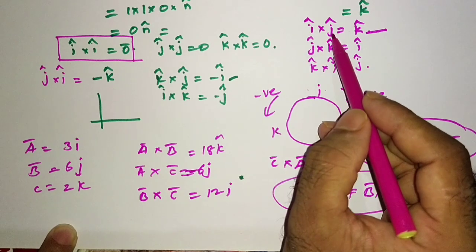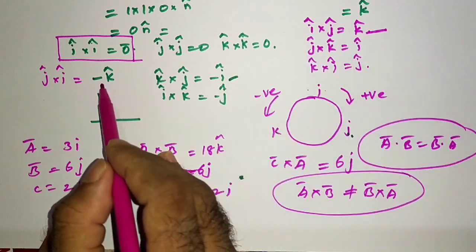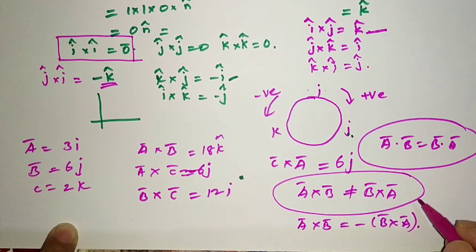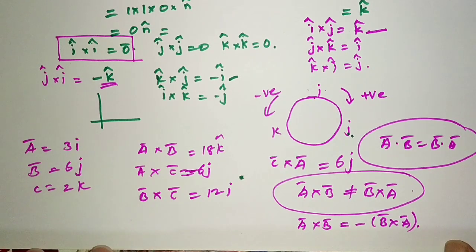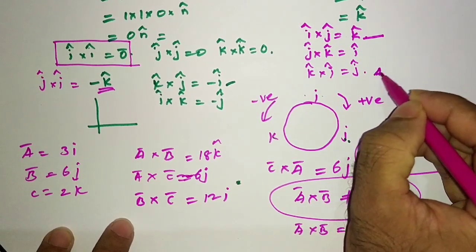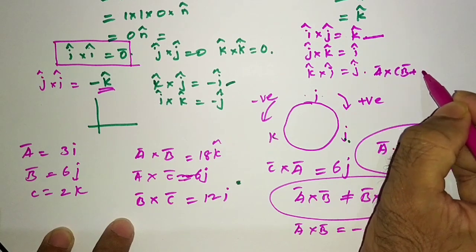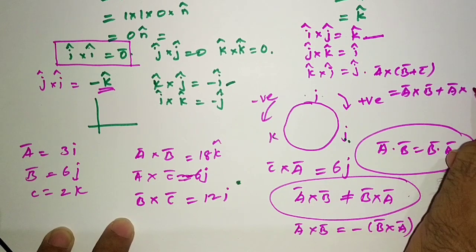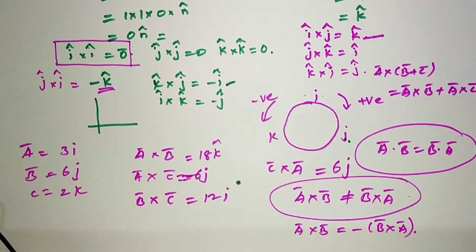Yes or no? i cross j is k, but j cross i is minus k. k and minus k are not equal. But you can write here a cross b is equal to minus b cross a. Am I correct? Yes. So cross product does not obey the commutative law. Understood? And it obeys the distributive law. a cross (b plus c) can be written as a cross b plus a cross c. It obeys that.